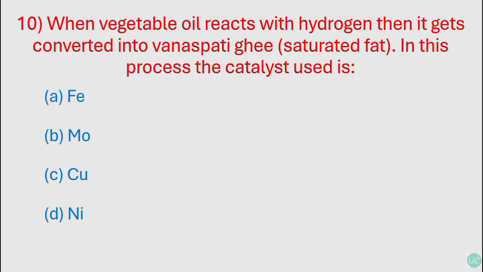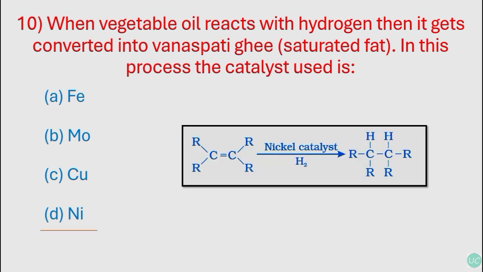Okay, our next question is, when vegetable oil reacts with hydrogen, then it gets converted into vanaspati ghee, that is saturated fat. In this process, the catalyst used is, so the correct answer is D, that is nickel. As you can see from the given diagram, the unsaturated hydrocarbon chain on the left hand side gets converted to a saturated hydrocarbon chain on the right hand side, and this happens in the presence of nickel as a catalyst, and the hydrogen gets added to the unsaturated compound. The double bond gets broken and converted to a single bond, and hydrogen gets added on the carbons which were having the double bond. So this happens in the presence of nickel as a catalyst.